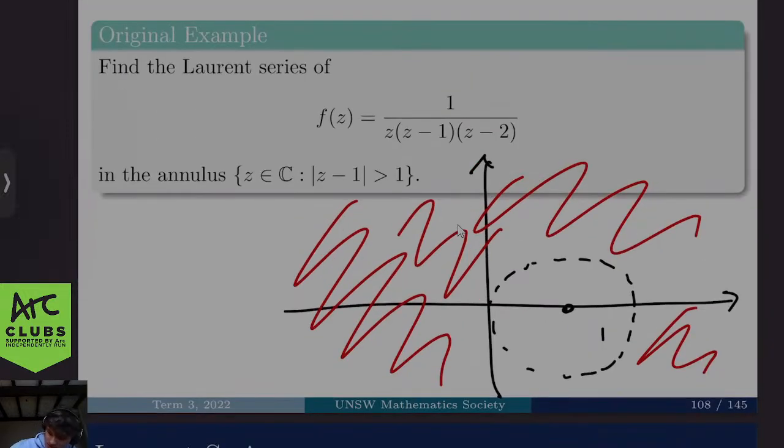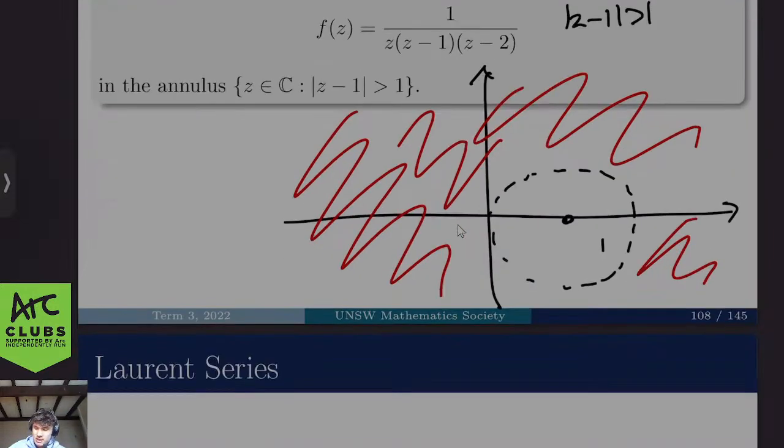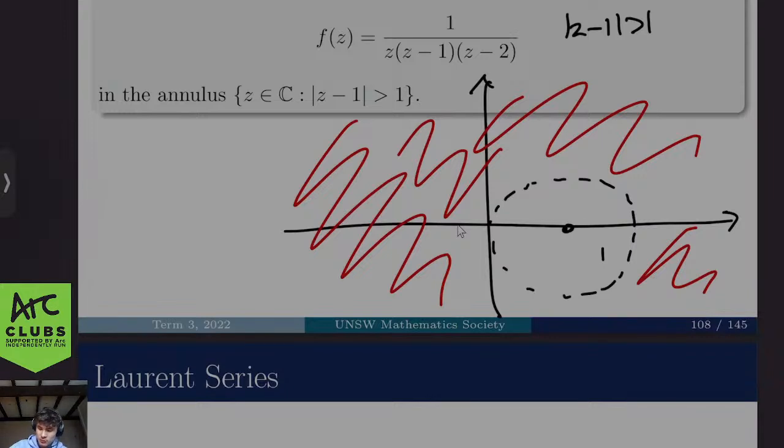So it's centered at 1, and it's |z minus 1| greater than 1. Okay? And you can see that this works very well, because where are the non-holomorphic points, so the singularities? They're at 0. 0 is excluded, and they're also at 2 and 1. So all of those singularities are excluded. So this annulus works, right?